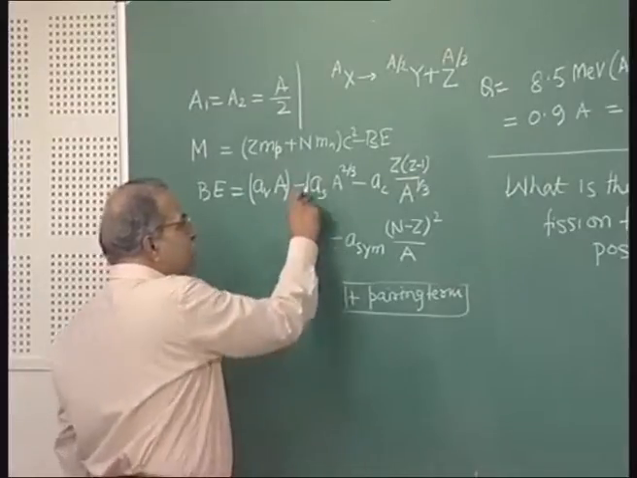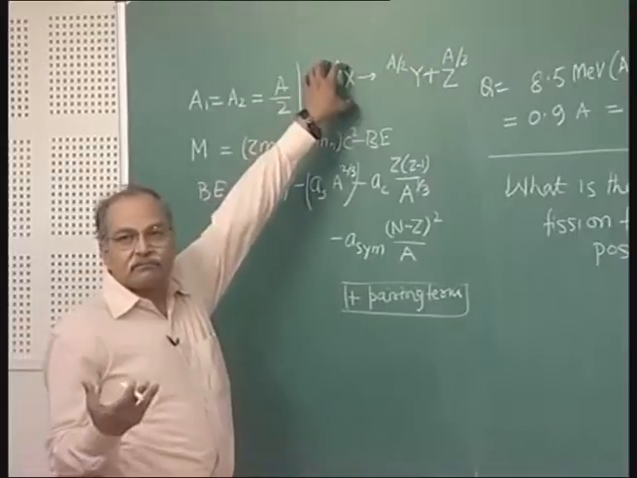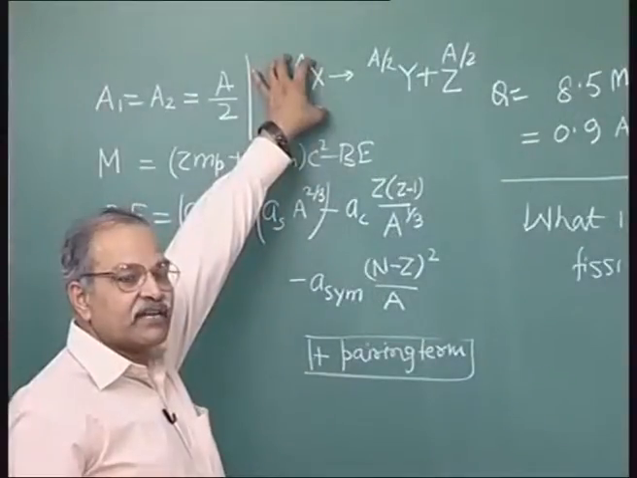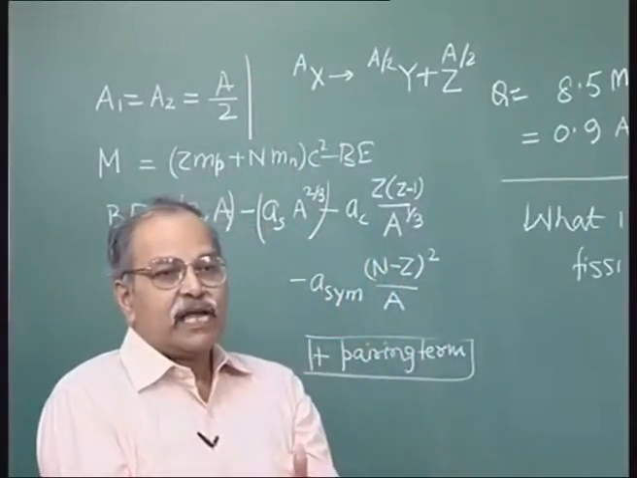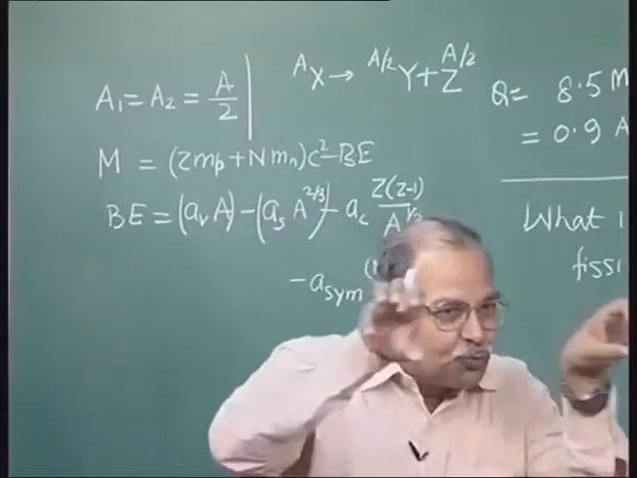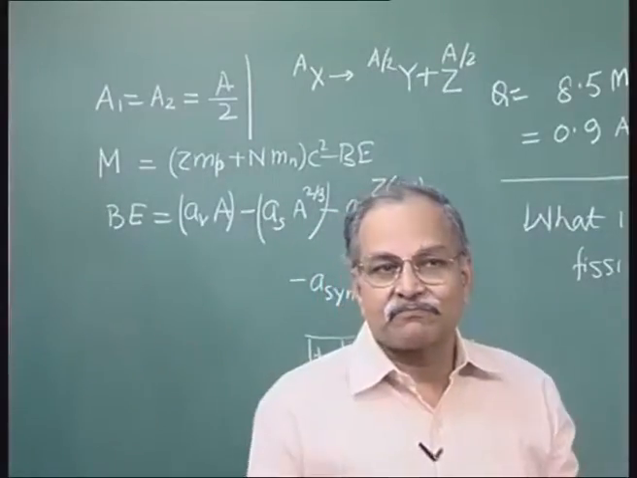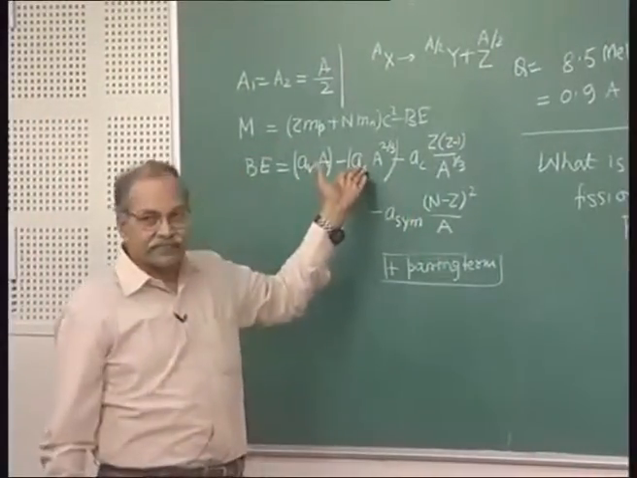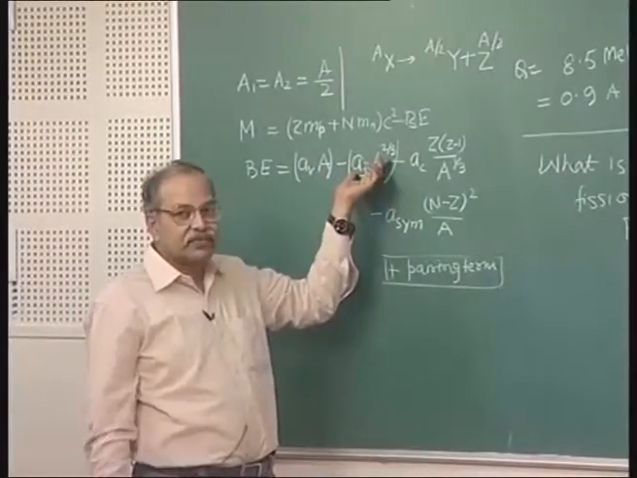What happens to the surface term? If you have one nucleus, assume it to be spherical. So, you have one nucleus and you have surface, and if this sphere is broken into two smaller spheres, the surface area will increase and therefore the surface energy will increase. So, this term, the surface energy, is going to increase.